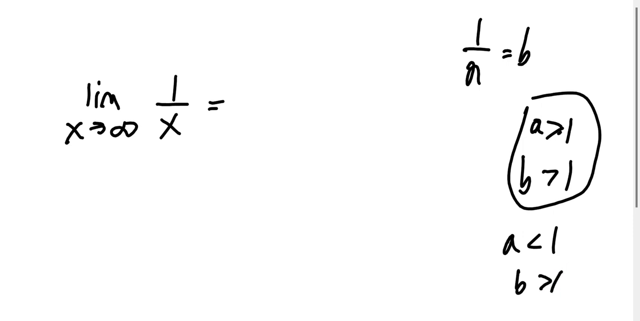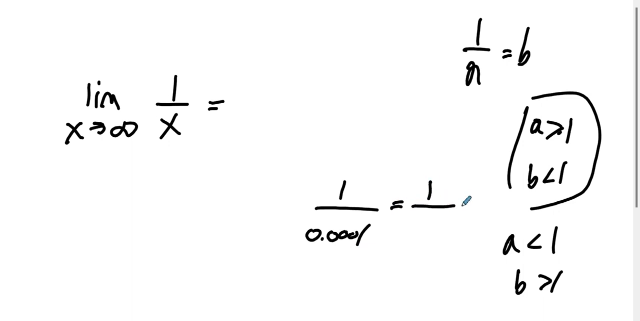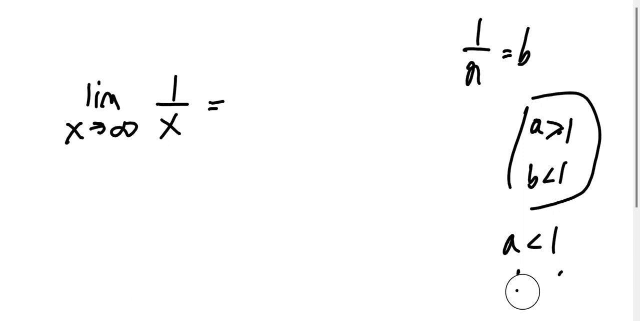So the result is actually going to be bigger. Think about it: 1 over 0.00001. There are 4 zeros, so this is 1 over 1 over 10,000, which is going to be 10,000. As you can see, the smaller the number is in the denominator, the bigger the actual number is.